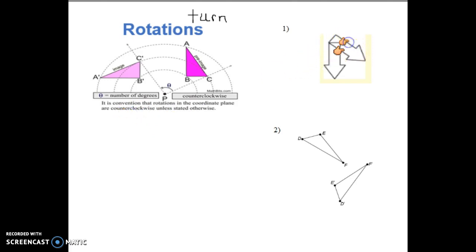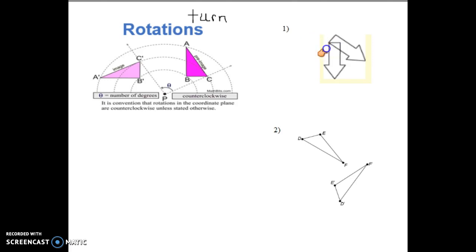So for this figure, if we turn it around, we've turned it about this point. So we can see that we didn't just slide it, right? If we just slid it, it wouldn't be touching it like this.